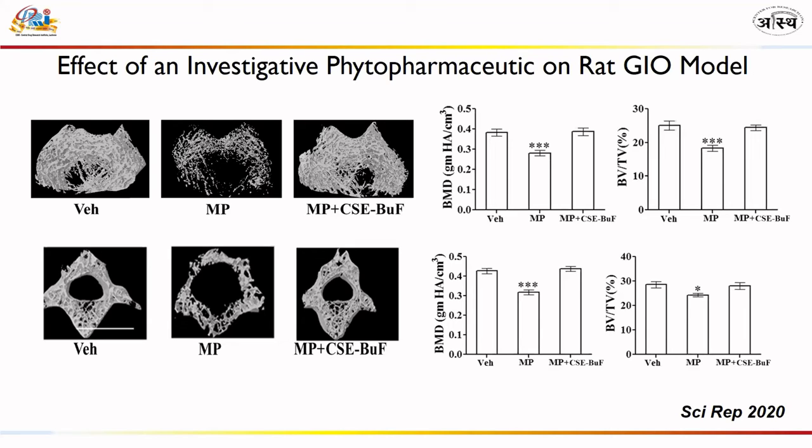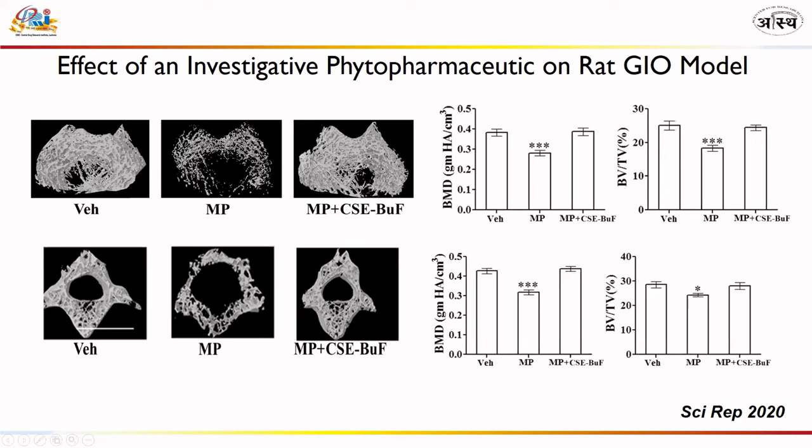Steroid or corticosteroid treatment can develop osteoporosis, and unlike postmenopausal osteoporosis, here the bone loss can happen at any site. So with methylprednisolone, we induced osteoporosis in rats. This is an example of the femur metaphysis region compared to vehicle. You can see there is significant loss, and this is the fifth lumbar vertebra. Also, you see erosion of the trabecular region with methylprednisolone.